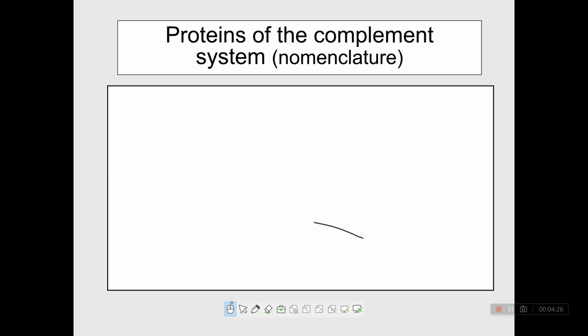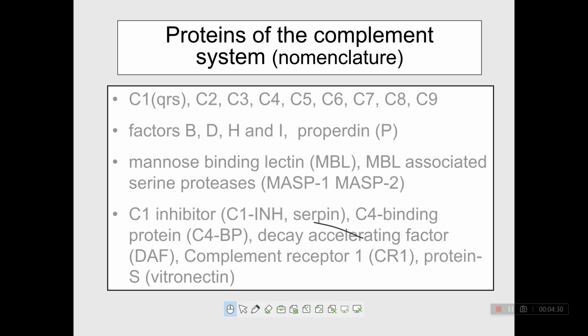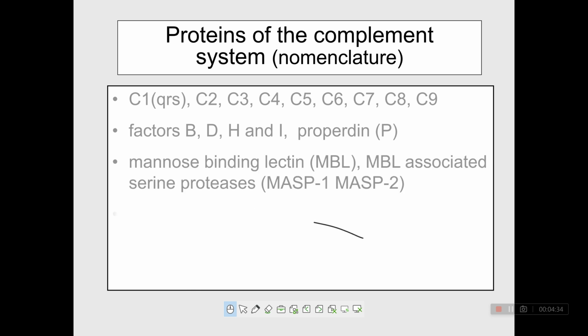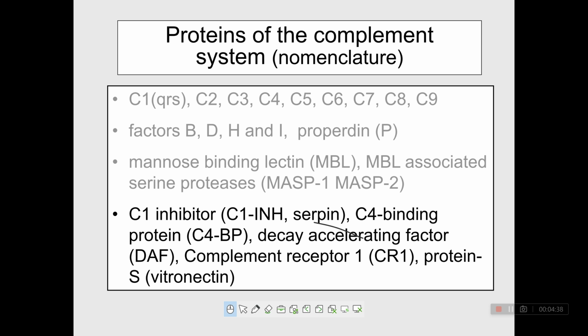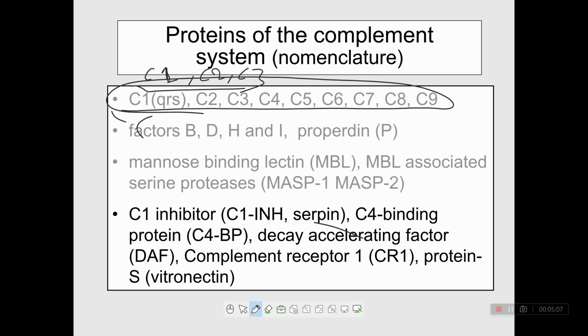Next, proteins of the complement system. What are the proteins of the complement system? Actually there are several proteins in the complement system, and the sequence in which they are activated differs in different pathways. The proteins are indicated by names like C1, C2, C3. The number indicates the sequence in which they were discovered, which means C1 was discovered first, after that C2, after that C3, and so on.